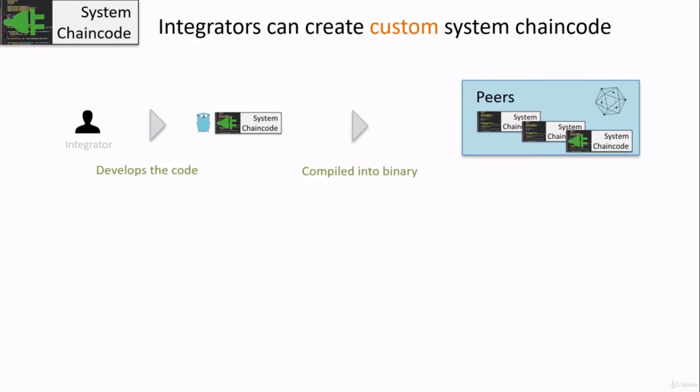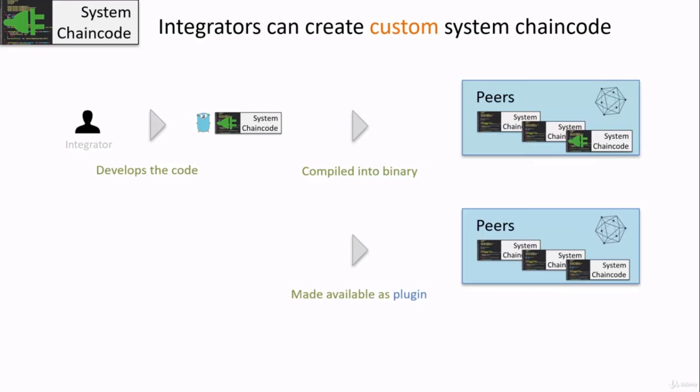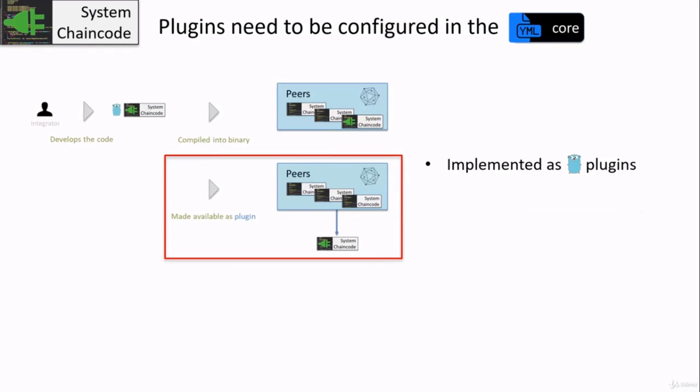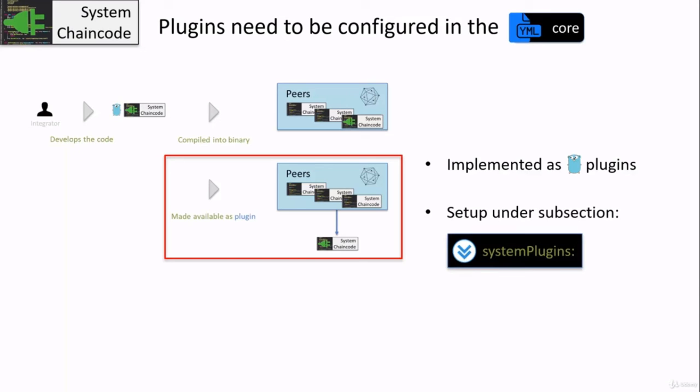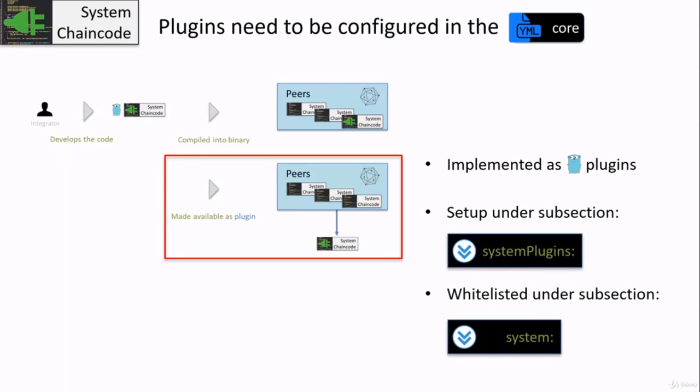Another way to create custom system chain code is by way of Golang plugins. The Golang plugin is not compiled into the peer binary but is made available as a shared object or library. Plugin is configured for the peer by way of the core.yaml file. The custom plugins need to be set up under the subsection system plugins, and like the system chain code, the plugins need to be whitelisted under the subsection system.